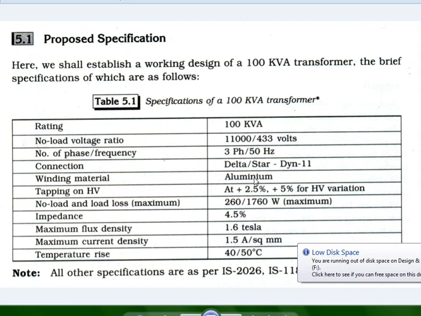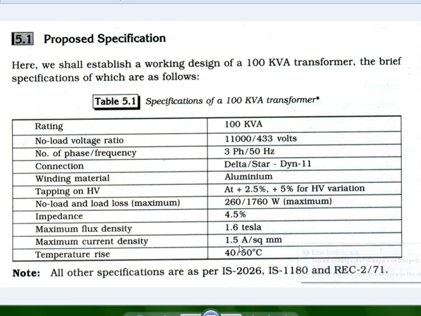I have told you the current density for a normal transformer which is naturally cooled is 2.5 ampere per mm square. For this one you will see at the end that they have not taken more than 1.5 ampere per square millimeter. Then impedance is 4.5. This impedance is actually Z over here. So you have a percentage Z of 4.5.